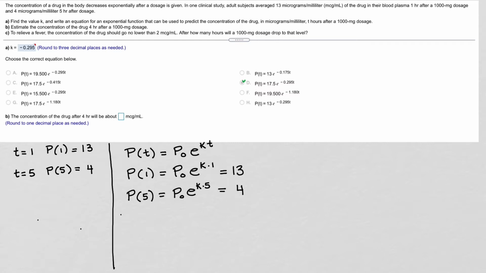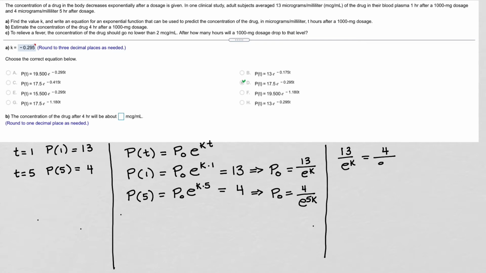So what I'm going to do here, I want to find k. I'm going to solve each of these equations for P naught. And I can say P naught is equal to 13 over e to the k. And I can also say, from the second scenario, that P naught is equal to 4 over e to the 5k. Okay. So now, since the P naught is the same, that's the initial amount, I can set those two quantities equal to each other and solve that equation. So I have 13 over e to the k is equal to 4 over e to the 5k.